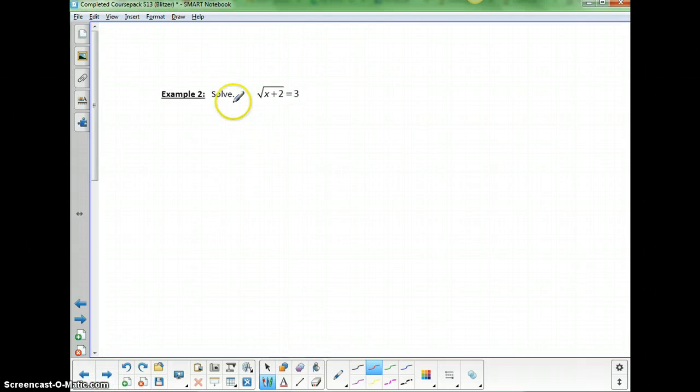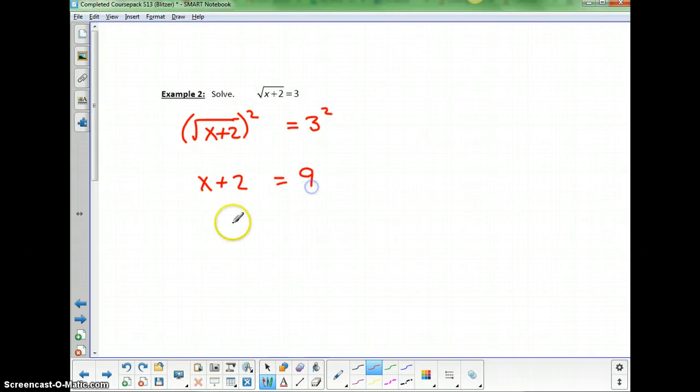Let's go ahead and look at the next example. When I square both sides, I'm going to get the square root of x plus 2 squared equals 3 squared. My radical was already by itself, so I was ready to directly square both sides. Since the square is over the entire expression, I just get x plus 2. Square and square root are opposite operations, so they're undoing each other. So I get x plus 2 equals 9. If I subtract 2 from both sides, I get 7.